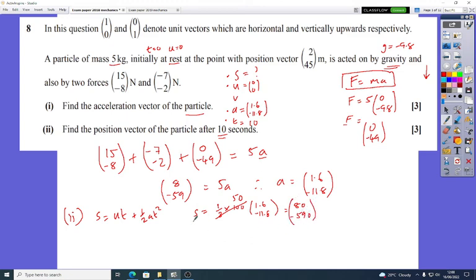But don't forget, this is the displacement. So if we want the position vector of it, it was initially at this point, then it got displaced by this. So it ends up that plus that, 82 horizontally, and that plus that, minus 545 meters.